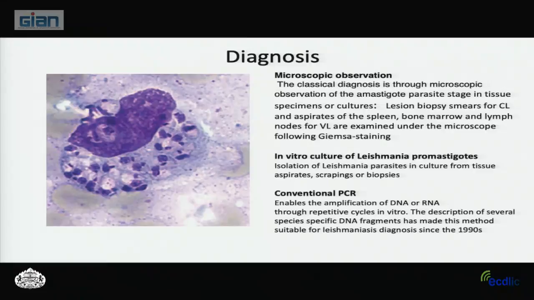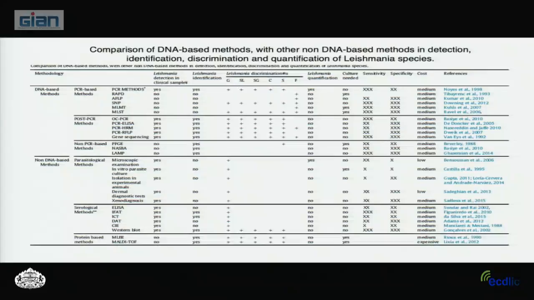But the diagnostics have really been transformed by these molecular approaches using PCR, which enables the amplification of DNA usually, but also RNA through repetitive cycles in vitro. Description of several species-specific DNA fragments has made this method suitable, and really the method of choice for Leishmania diagnosis since the 1990s. And I won't go into this. There's been such a lot of activity defining the different DNA-based methods in comparison to non-DNA-based methods. The advantage of these PCR methods is you can detect directly in clinical samples. You don't have to grow them out.